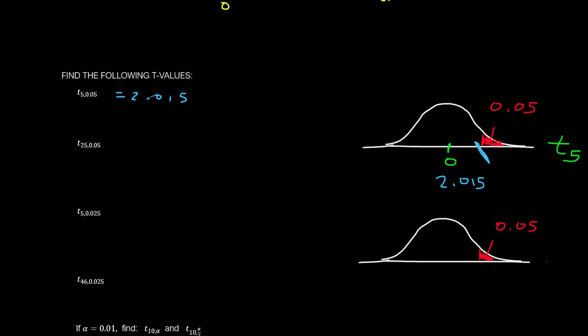So I'll label this T25. I like my 0 in the middle. And we want to find the tick mark right there.